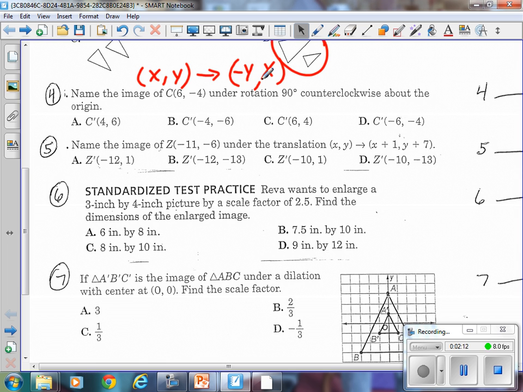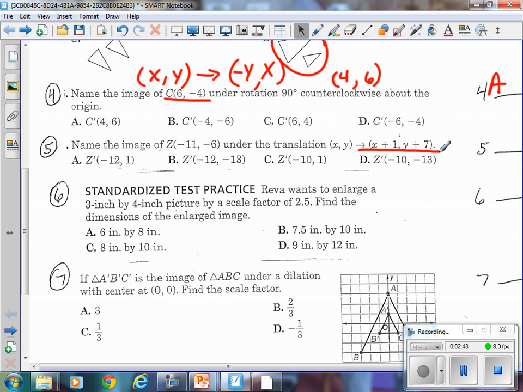Well, we'll just take this then and do that to it. We switch them and take the opposite of the first one, so the -4 moves to the first, but then we change it to positive, and 6 moves to the second, so (4, 6), which is A. Again, I know I'm going pretty quickly through these, but I don't want to make this video real long.